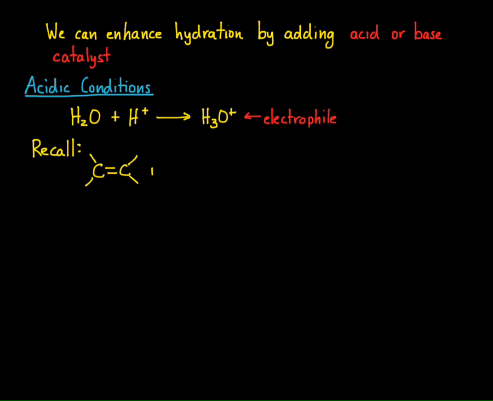Recall, if we're looking at the parallels between alkenes and carbonyl compounds, when an alkene reacts with a hydronium ion, the alkene is the nucleophile, the hydronium ion is the electrophile, the alkene donates a pair of electrons, it undergoes proton transfer, and then you form water. The result is you get a carbocation: hydrogen transfers to one of the carbons, the other carbon becomes a carbocation.